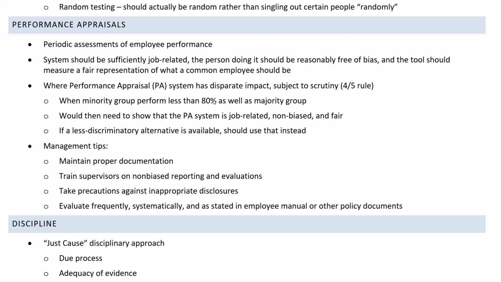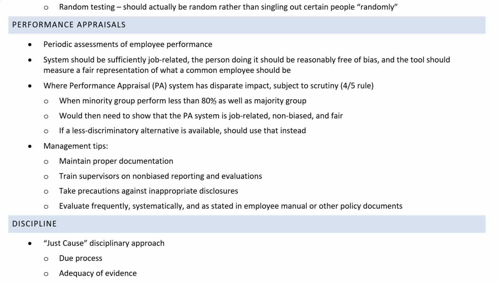But as companies grow bigger and bigger, they usually develop some kind of performance appraisal system because the company's gotten so big that the owner can't keep track of everybody anymore. So we have to come up with a system. When we have a system, it should be sufficiently job related. The person doing it should be reasonably free of bias. And the tool should measure a fair representation of what the common employee should be. What should our performance look like? Set some benchmark somewhere and see if people are meeting the benchmark or not.